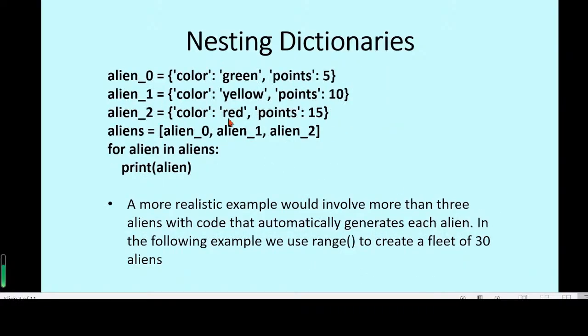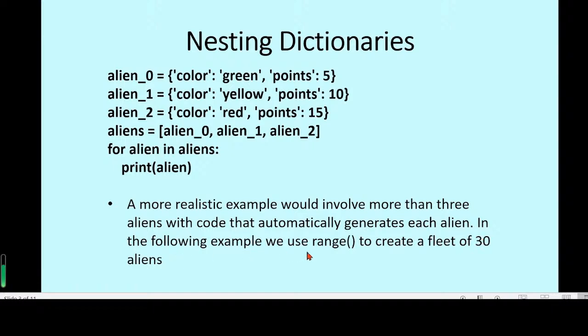So we create 3 aliens with different information, for example, different colors. Then we can store these 3 aliens in a list called aliens. Then next, we can write a for loop, for alien in aliens, print out each alien. Actually, each alien is a dictionary's information with key value pairs. A more realistic example will involve more than 3 aliens, with code that automatically generates each alien.